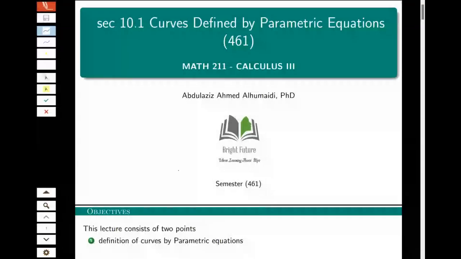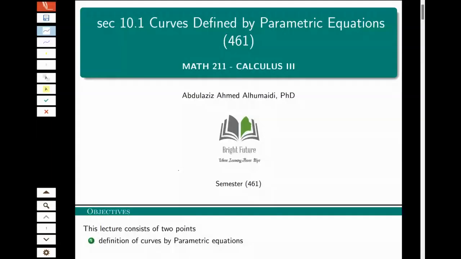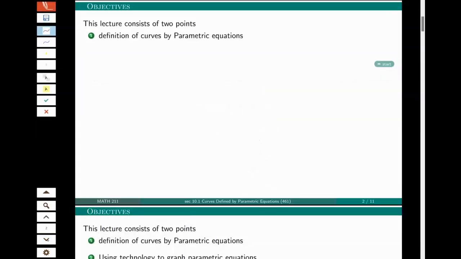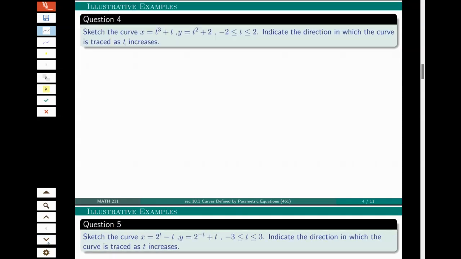In this section, we are going to speak about curves defined by parametric equations and how to sketch the graph, and we will have two methods to sketch the graph sometimes, and sometimes only one method. When we speak about a graph using parametric equations, there will be a curve and there will be a direction of the curve. Now, let's start our first question.